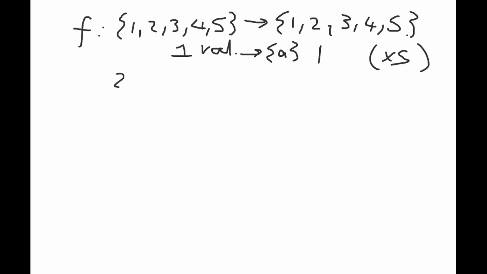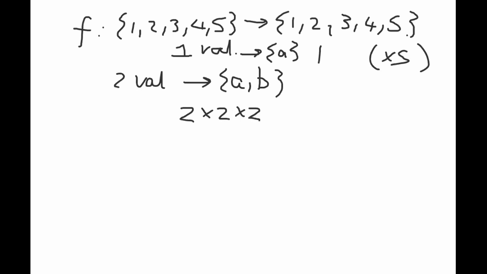What if we had 2 values? Well, then let's say everything is mapped to the set AB. Then f of 1, there are 2 possible choices. It could be A or B. F of 2, there are also 2 possible choices. F of 3, still 2 possible choices, 2 choices for f of 4, and 2 choices for f of 5. So this would be 2 to the 5, which is 32.